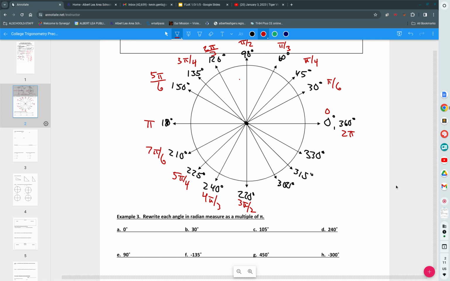300. Which one goes into 300? 60. How many times? 5. So 5 pi over 3. Uh-oh, now we've got 315. That's a pizza slice. How many slices go in there? There's 7 of them, isn't there? That's 7 slices. 330. What goes into 330? 30. How many times? 11. So 11 pi over 6.